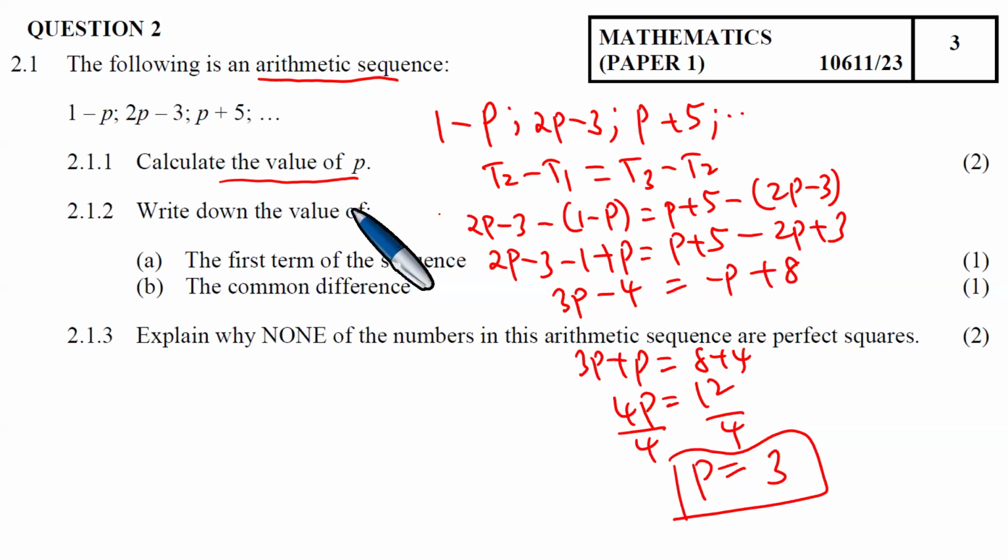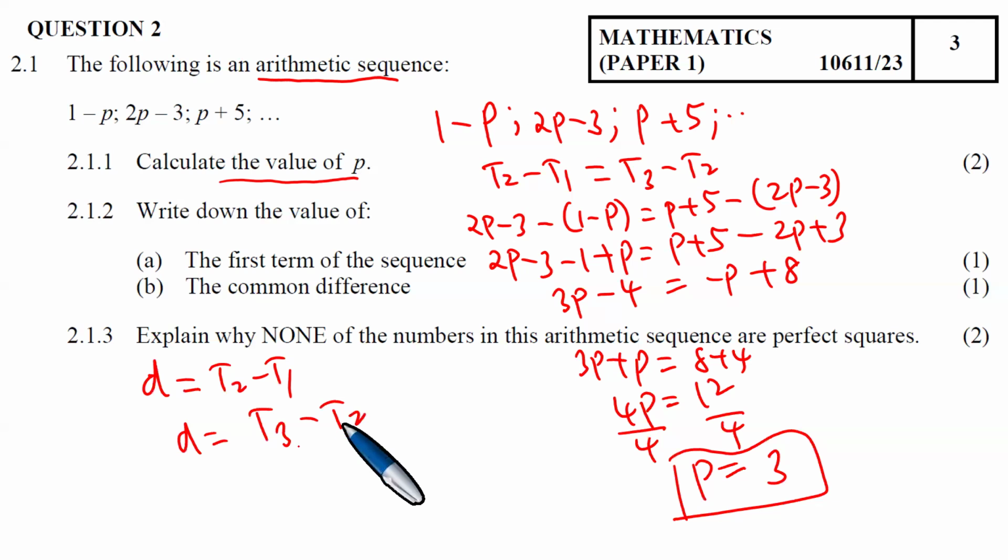Because we have to calculate the value of p, we use T2 minus T1 equals T3 minus T2. Why? Because it is an arithmetic sequence. In arithmetic sequences, we know that the common difference is always T2 minus T1, but also the common difference is T3 minus T2. And this is true for arithmetic sequences. Who does not understand what we've done here? Who is lost? Where's the question?